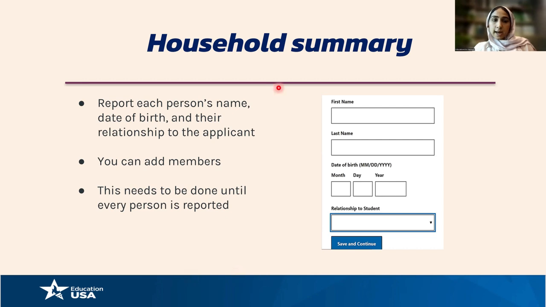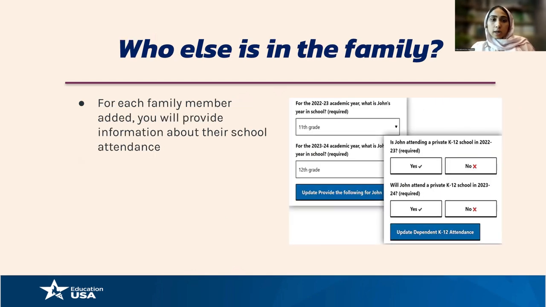So you need to add each member of your family in the household summary section until every person is reported. So make sure you do that. So again, like I mentioned before, who else is in the family? For each family member added, you will provide information about their school, their attendance, their full name, if they earn or not, all of them for each family member will be required.